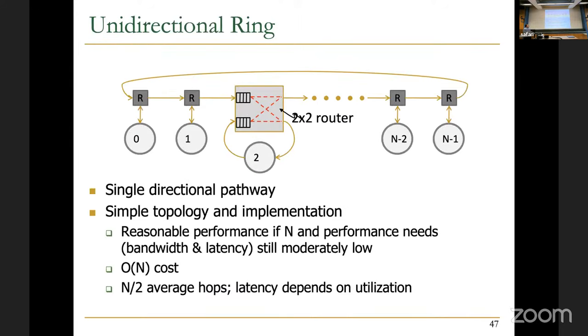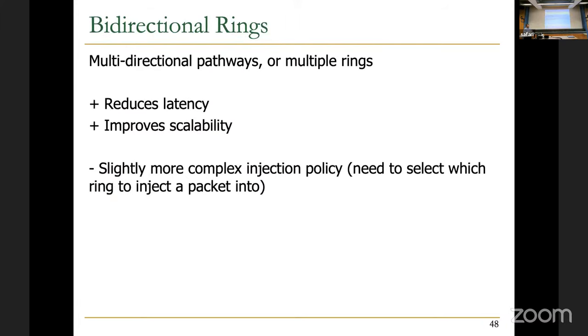As I said, it could be unidirectional, that single direction pathway, simple topology and implementation, but it can be also bidirectional. So you have two multi-directional pathways or multiple rings. You can also consider a bidirectional link as two rings, one of them going clockwise, the other one going counterclockwise. So it reduces latency and improves scalability, but it has a slightly more complex injection policy. We need to select which ring to inject a packet into. So should we inject our packet to the clockwise ring or counterclockwise ring, for example?